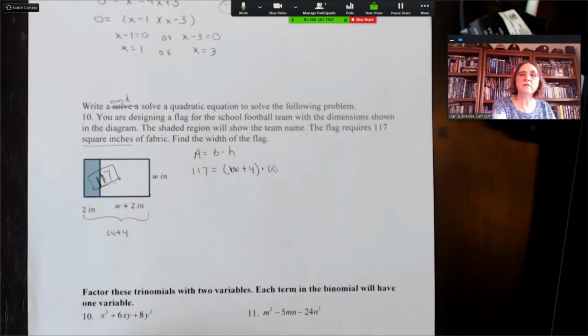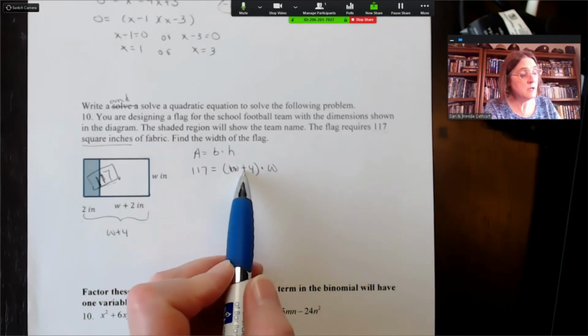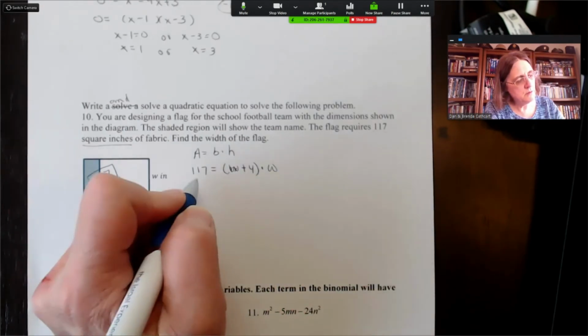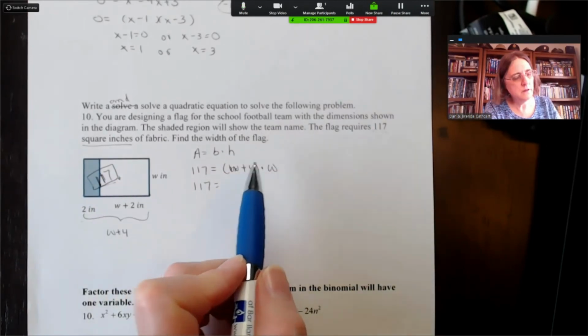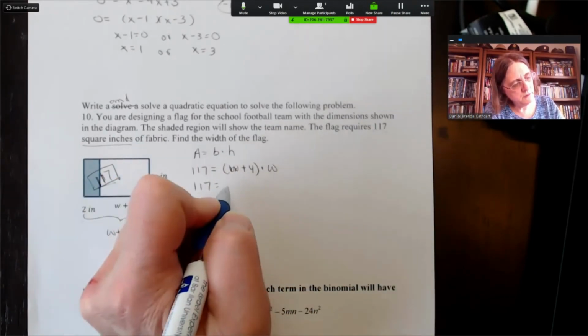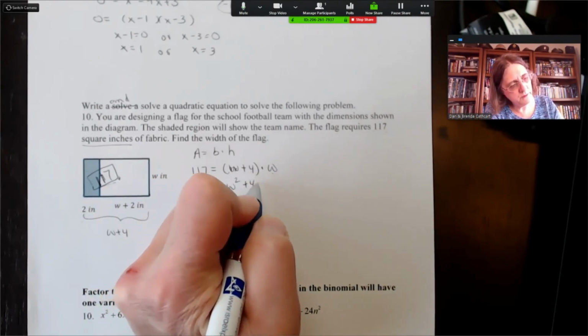We want to solve this equation. We want to get one side of this equation equal to 0, and we want to have this as a trinomial. So let's start by distributing on our right side. We're going to take w times w to get w squared, and w times 4 to get 4w.